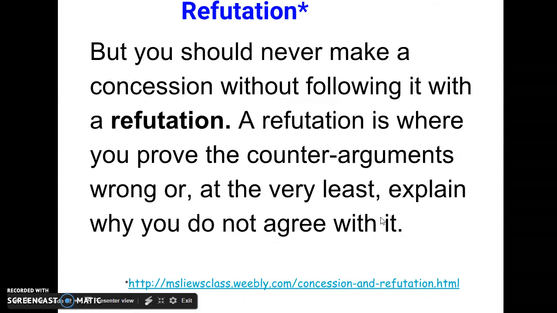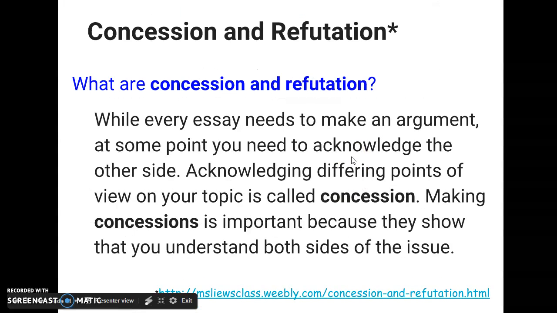So again, to remind you, when you are writing today, you're going to be writing a paragraph that is a concession and refutation. And again, it's acknowledging different points of view on your topic, all right?